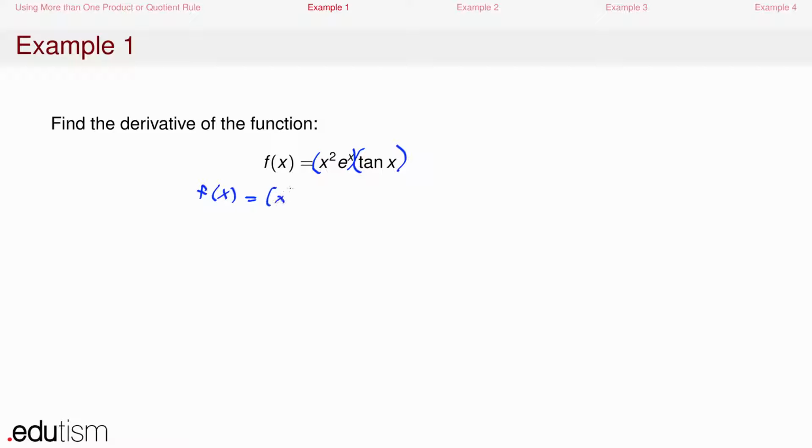So here I'm going to do the derivative of the first part, x squared e to the x, times the second, which is tan x, plus the derivative of the second, which is tan x, times the first, which is x squared e to the x.